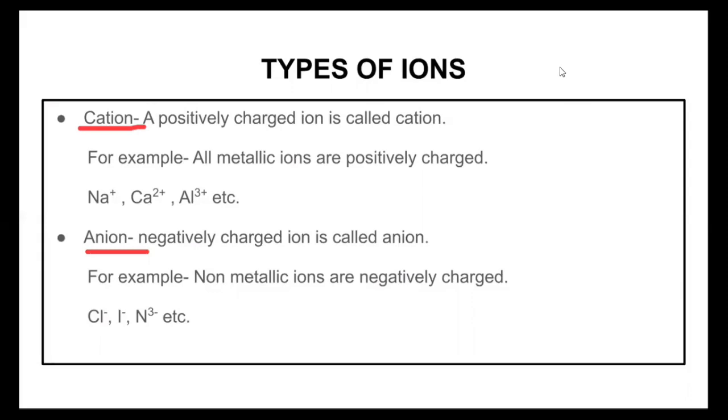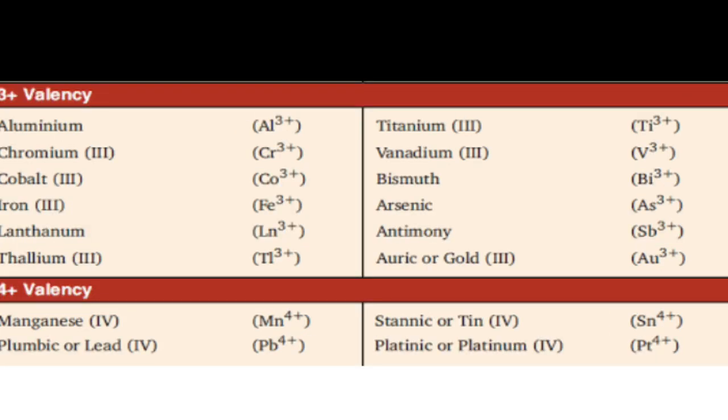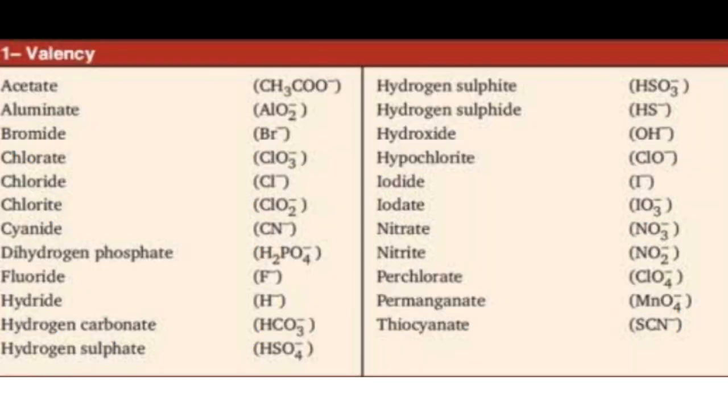For example, metallic ions, they are all cations. Anions are those which are negatively charged ions. For example, a non-metallic ion is a negatively charged ion. Now this is a chart of positively charged ions. Here is the chart of negatively charged ions.